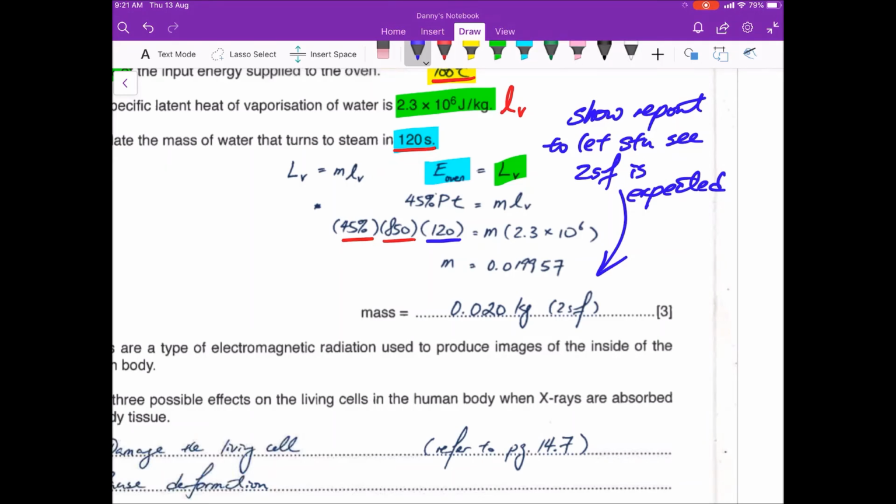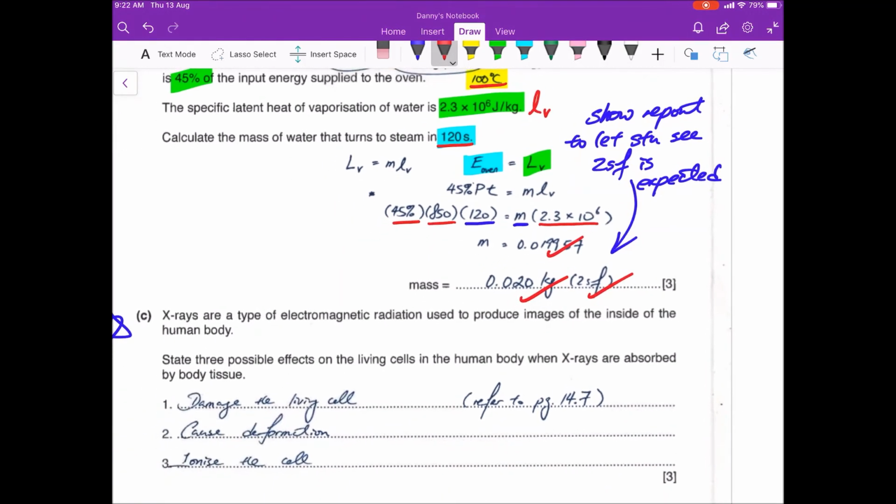This energy given out, sorry, it's not the input energy. This energy given out by the oven is absorbed by the amount of mass that has turned into steam. So that is the m. And then of course I would have my latent heat of vaporization. Do your math, change it into 2 s.f. Here you go, you will get 3 marks just by doing this.